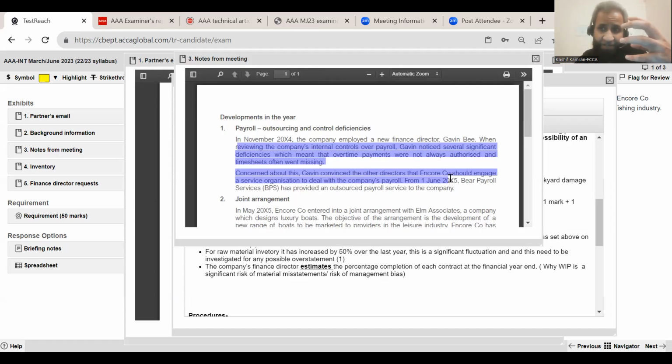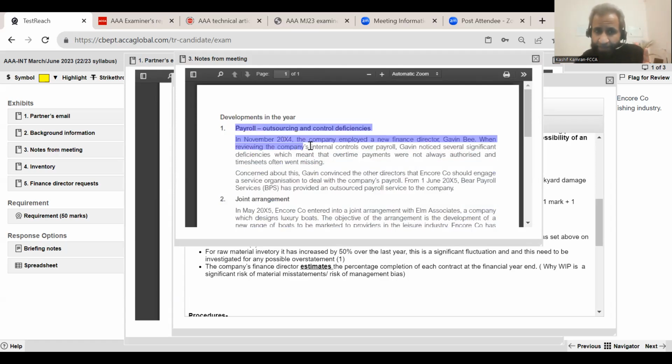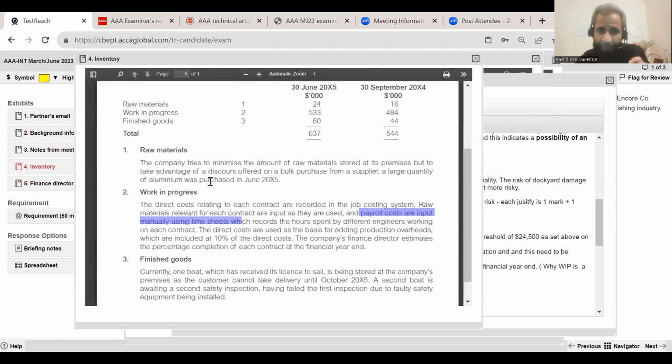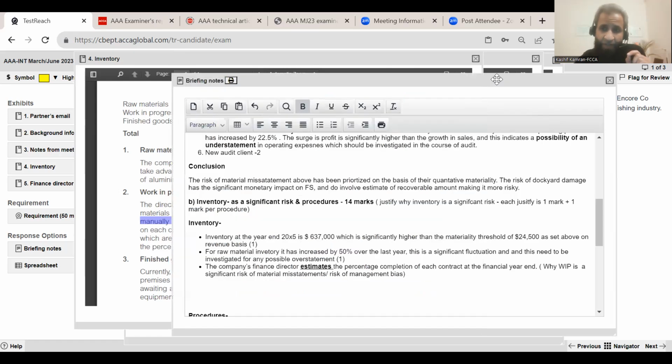So there is an extended risk in work in progress because there is already a problem mentioned in payroll in exhibit number 3. And that problem of payroll will be carried forward when you look at the work in progress. In the work in progress, it says payroll costs are input manually. And there is already a problem with payroll cost in exhibit number 3, that the controls around payroll recordings are weak.